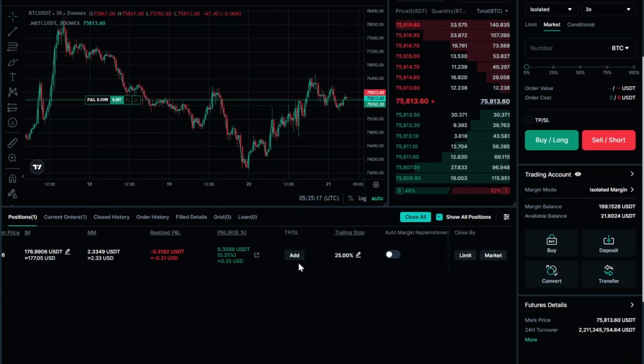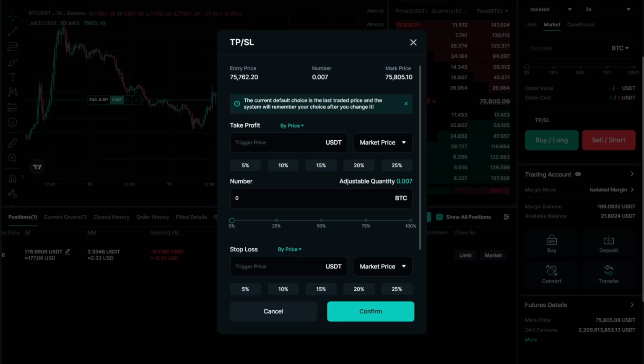Under TP and SL, we can click add. We can now see there's a setting that says adjustable quantity. This lets you choose how much of your position you want to sell. For this tutorial, we are going to do 2 different take profit and stop losses. So for each order, we are going to sell 50% of our position. We are going to set our take profit and stop losses by price.